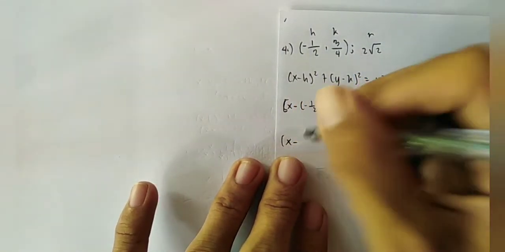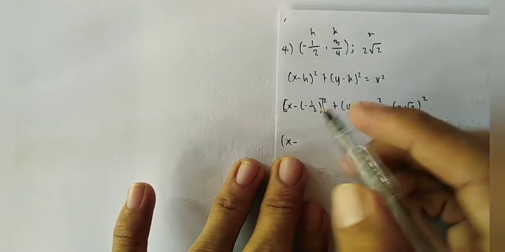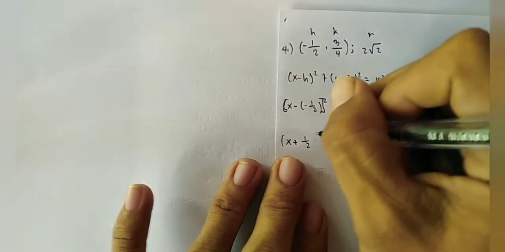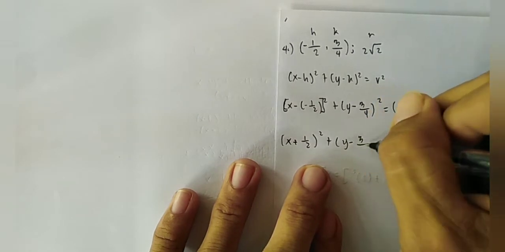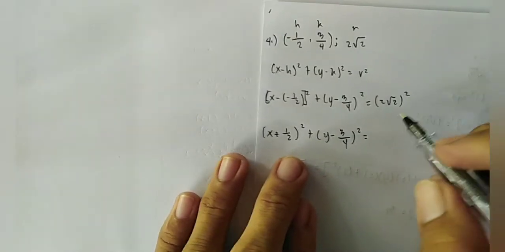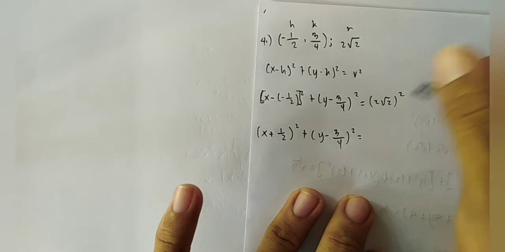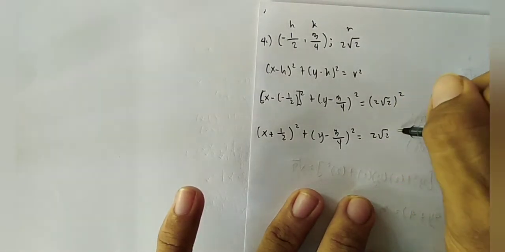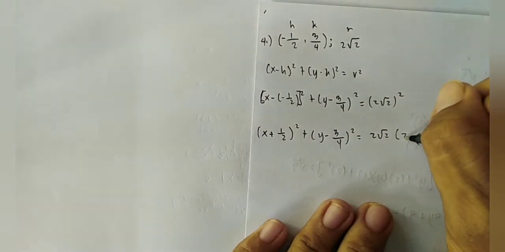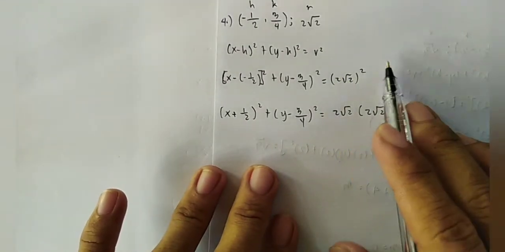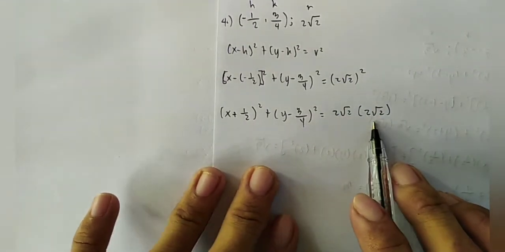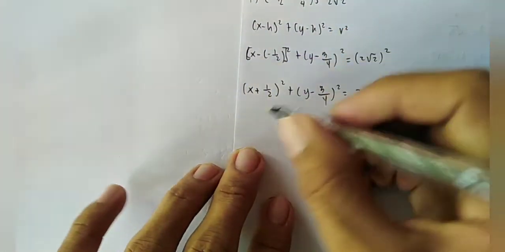x, rewrite x. So negative times negative 1/2, that is positive 1/2. Then squared plus, we have (y minus 3/4) squared is equal to (2 square root of 2) squared. Okay, 2 square root of 2 squared, that is 2 square root of 2 times 2 square root of 2. Now let us proceed. Let us expand this one.